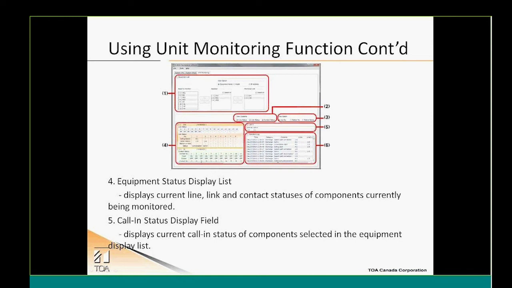Number 5 is the call-in status display field, and this displays current call-in status of components selected in the equipment display list. Number 5 only applies to systems where the setup is many stations that are programmed to call one master station, and it's set to a selective mode, which means the master, in the occasion where multiple stations would call the master, would have the ability to select which one he would take first.